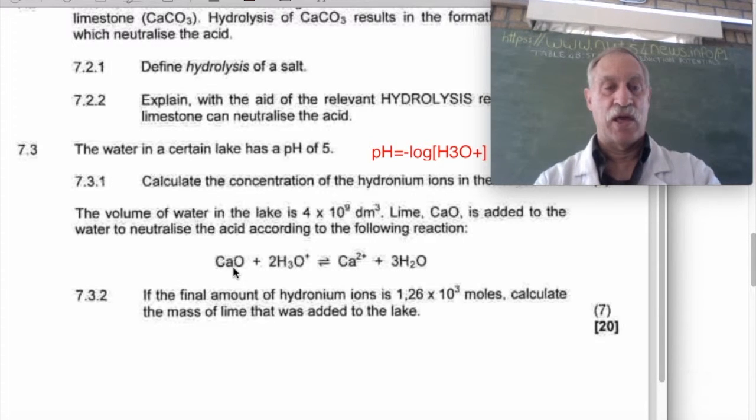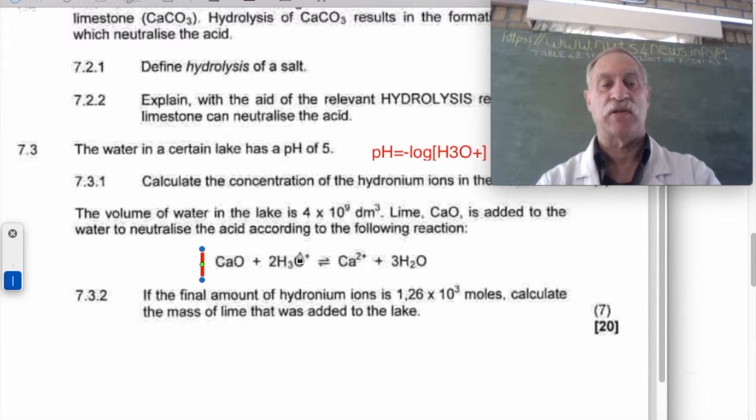Look, they are asking, calculate the mass of lime that was added to the lake. They're not asking us the concentration of that. So for 1 mole, let's just do this. For every 1 mole of calcium oxide, 2 moles of that are involved. So if we found that 2 moles of this disappeared, 1 mole of that would have to be added. So we're halving the amount of moles that disappeared in the neutralization.